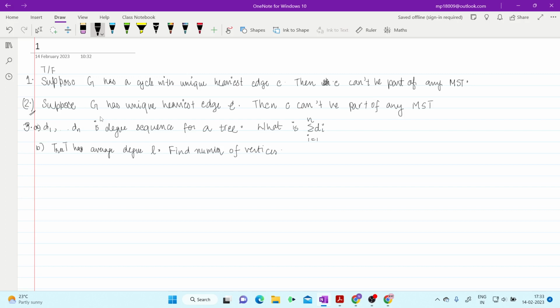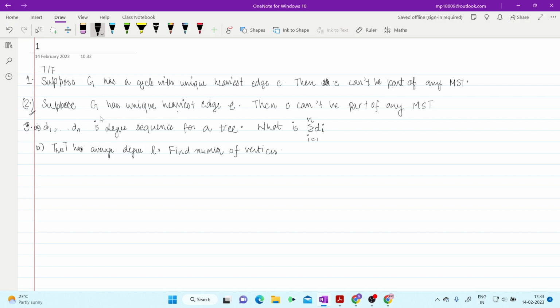By unique heaviest edge E we mean, we have some graph G, every edge is assigned some weight, and the highest weight belongs to one edge. So the statement is saying that if G has a unique heaviest edge E, then E can't be part of any minimal spanning tree. So is it true or false? What do you think?